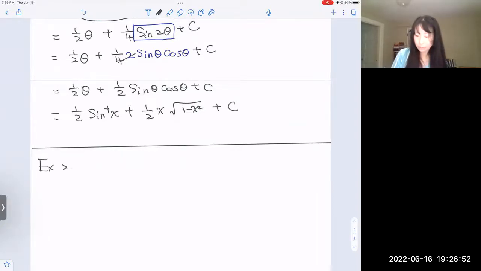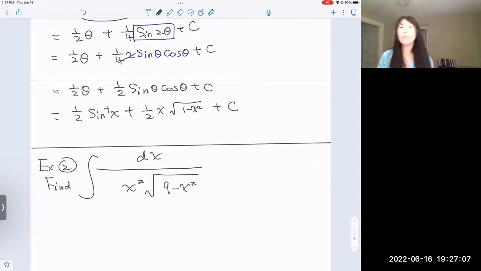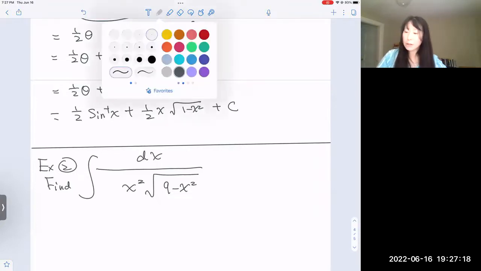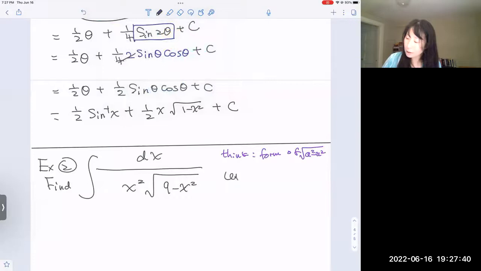Number 2. We have the integral of dx over x squared times the square root of 9 minus x squared. Okay, so we're looking at the radical. The radical has a constant first. It's the same form as a squared minus u squared, okay? Then in this case, we can just say let x equal a sine theta.